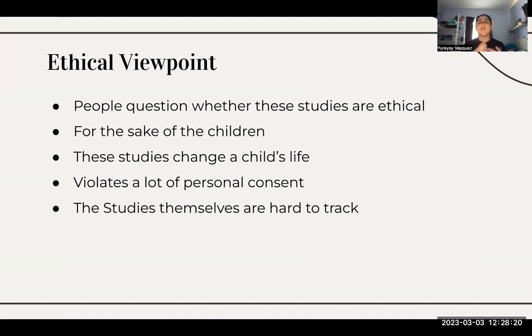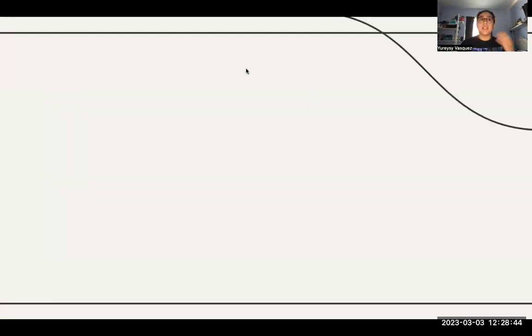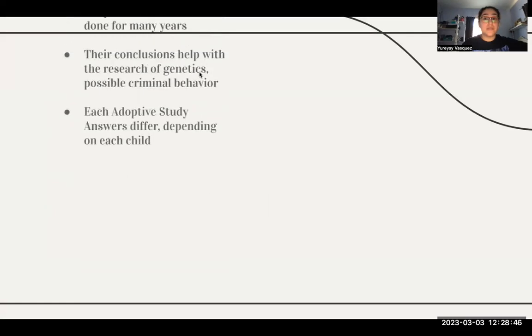And mind you, these studies are really hard to track themselves. It's because of the biological parents finding them again, the confidentiality of the adoption records and all of that. So sometimes adoptive studies are seen as something ethically wrong by many people, but these studies are done because they need to see the traits and how things differ, and maybe possibly stop any future criminals or felons.